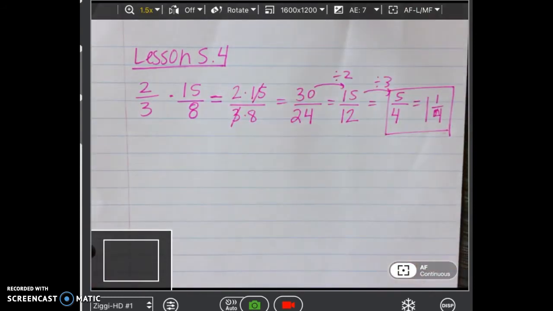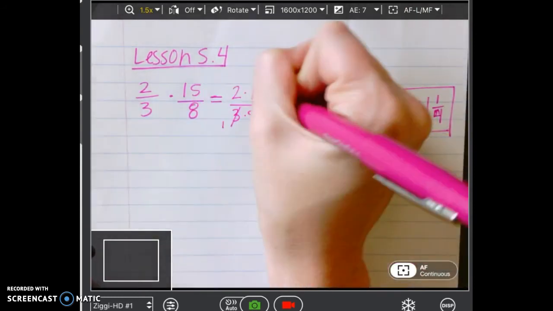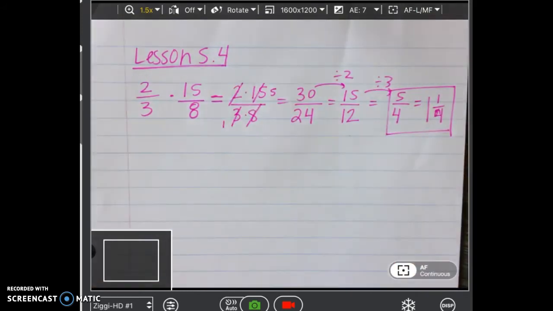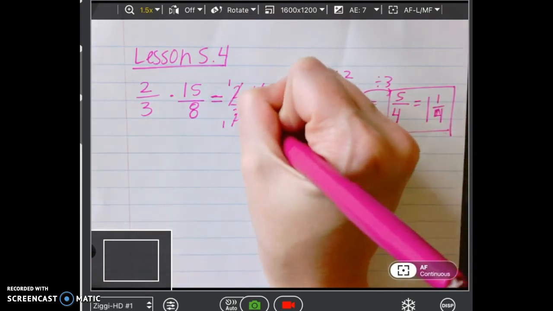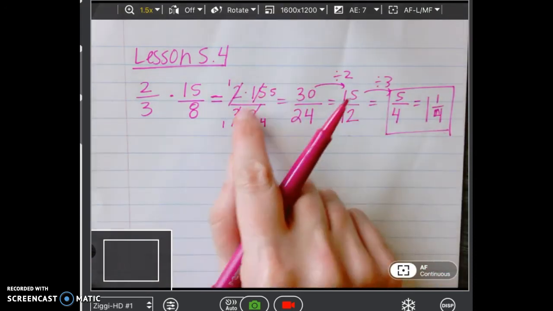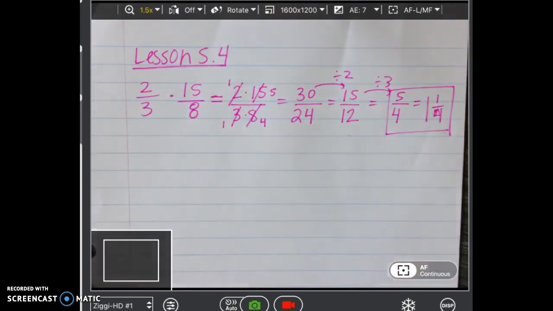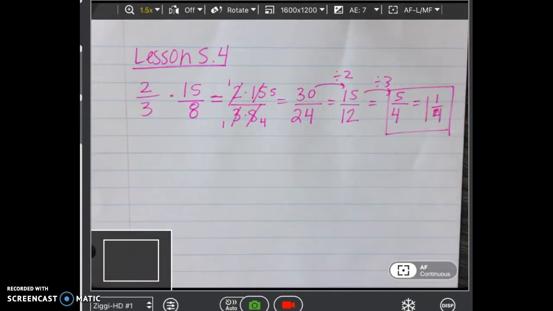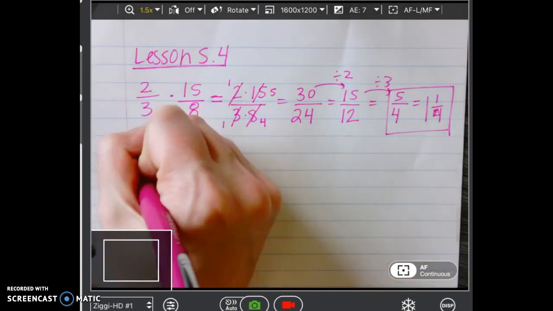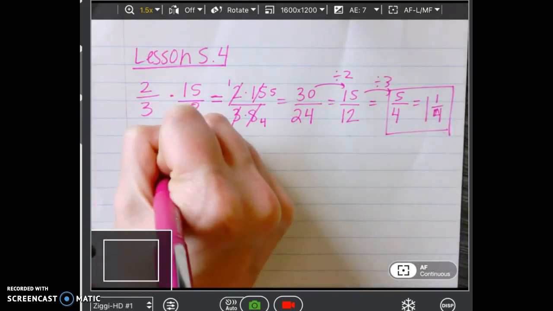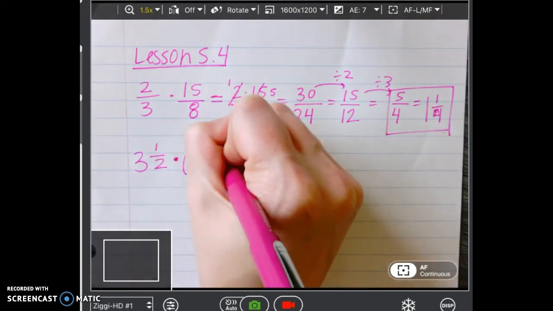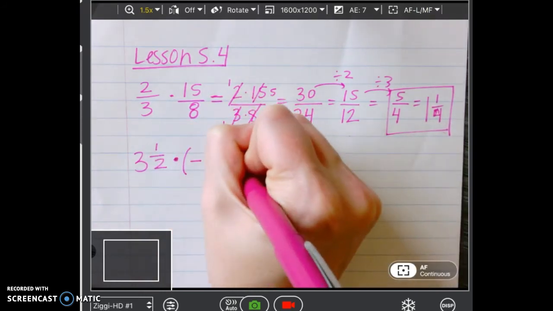my 15 because they have a factor of 3 in common. And I can cross out my 2 and my 8 because they have a factor of 2 in common. So 2/8 would become 1/4. 15/3 would become 5/1. Then I would get 5/4, which is my simplified answer. Now we can also multiply mixed numbers. So for example, 3 1/2 times -5 6/8.